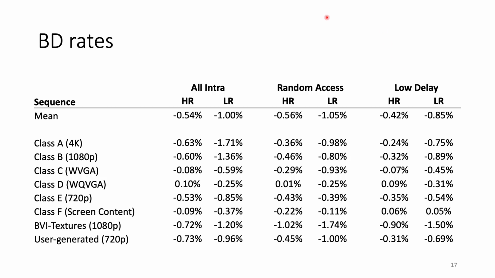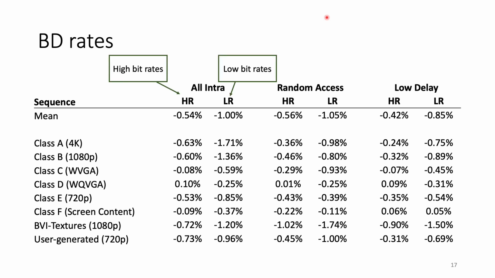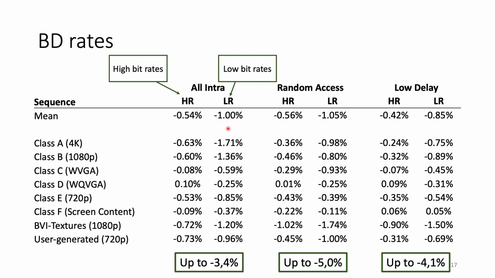On this slide, the BD rates for the conducted experiments are summarized for the three categories: all intra, random access, and low delay. Also, the results for high bit rates and low bit rates are reported separately. One can observe that for high bit rates and all intra, 0.5% BD rate is gained, and for low bit rates, roughly 1%. When one takes a look at individual sequences, coding gains up to 3.4% for all intra and up to 5% for other configurations are achieved. One can also observe that the coding gains are higher for high resolution content and for user-generated content, whereas for low resolution content and for screen content, the results are lower. This reflects the availability of this content in the training data.